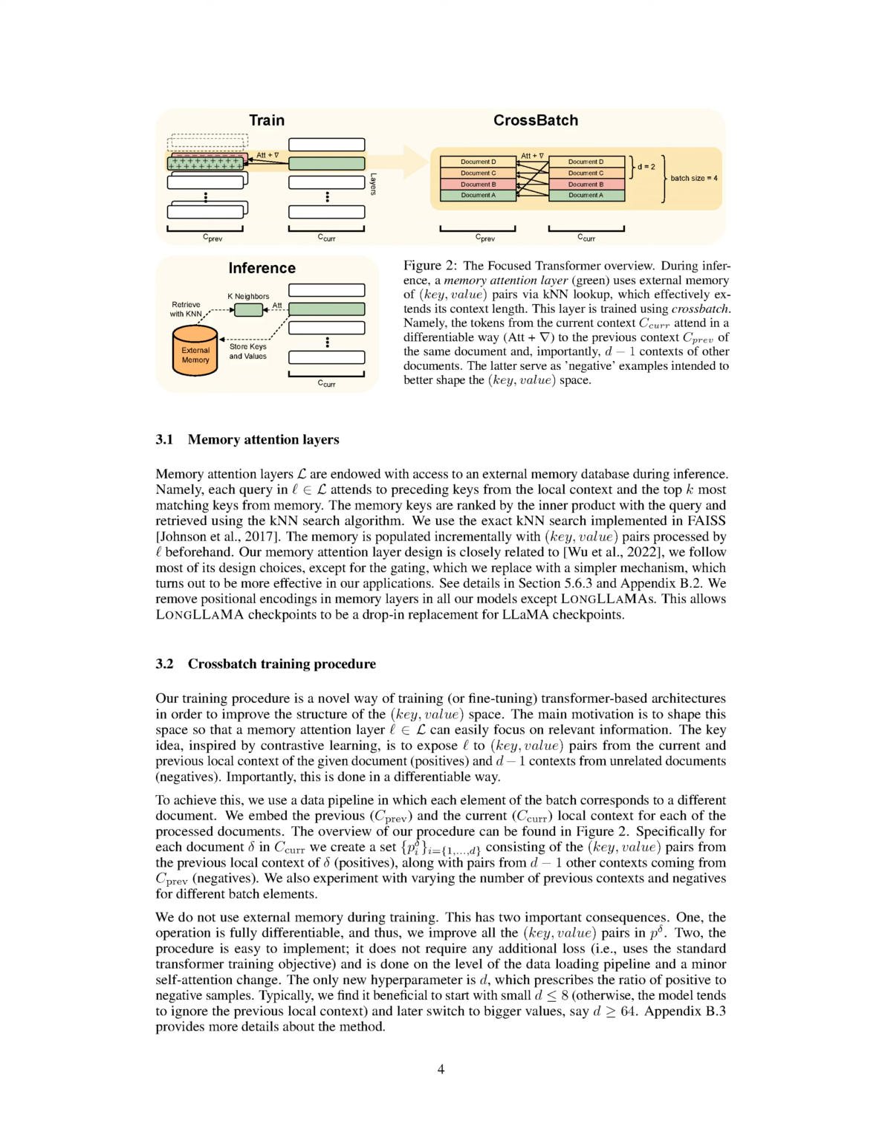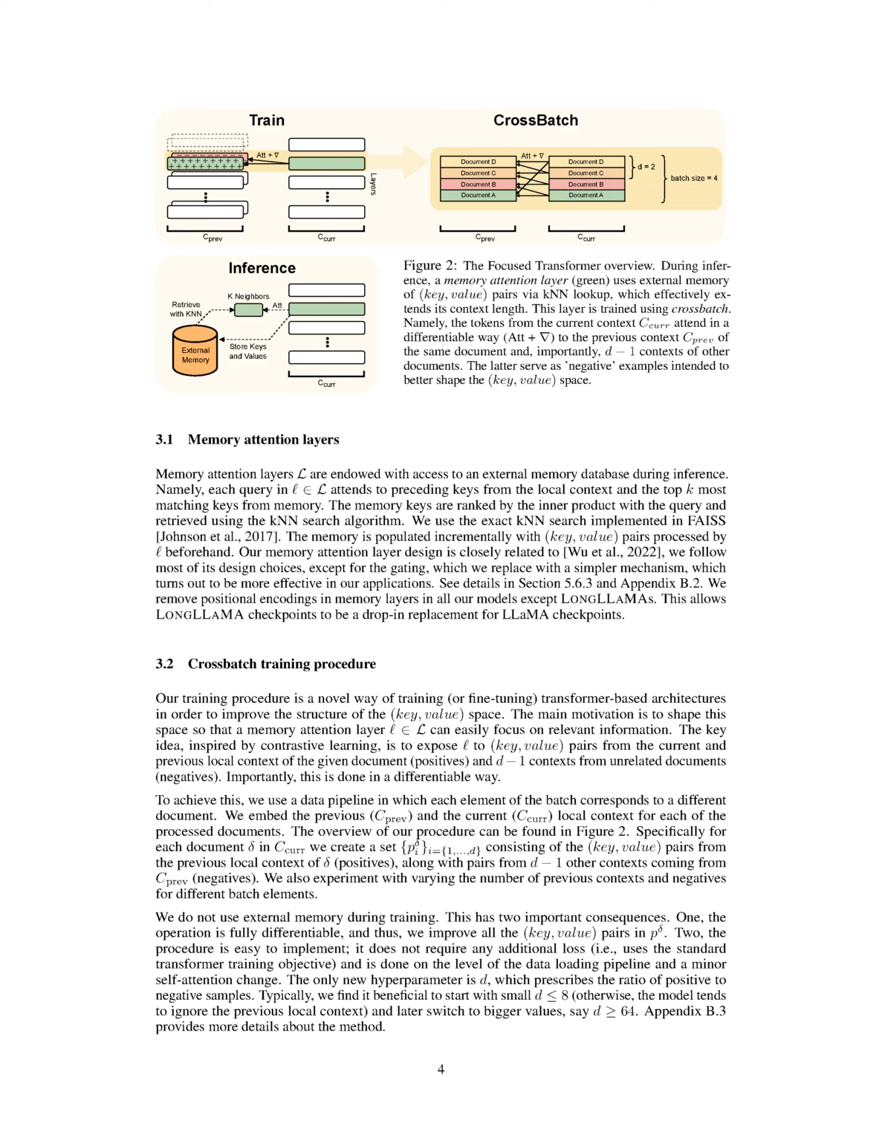We also experiment with varying the number of previous contexts and negatives for different batch elements. We don't use external memory during training, which has two significant implications. First, the operation is fully differentiable, allowing us to improve all the key-value pairs. Second, the procedure is easy to implement. It doesn't require any additional loss and is done at the data loading pipeline level with a minor self-attention change. The only new hyperparameter is D, which determines the ratio of positive to negative samples.